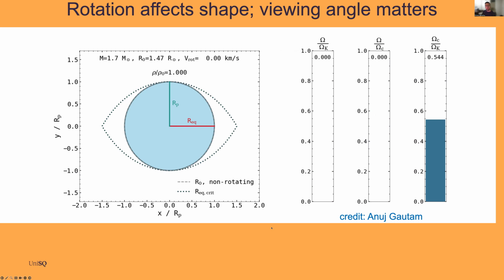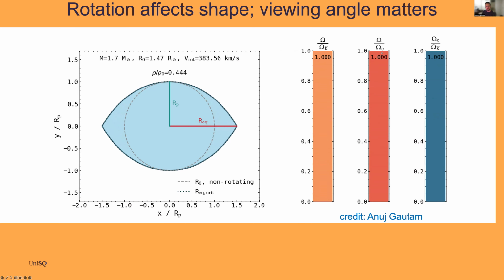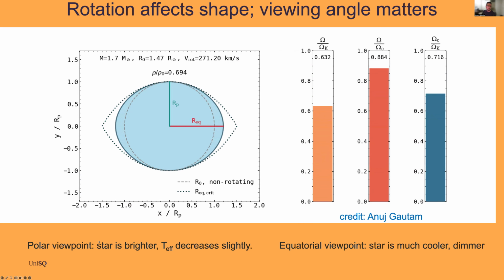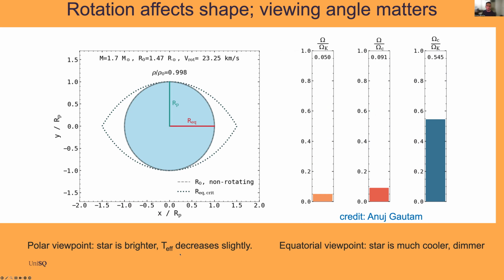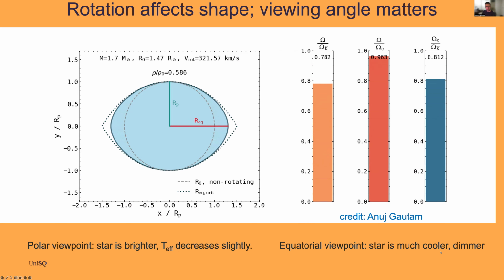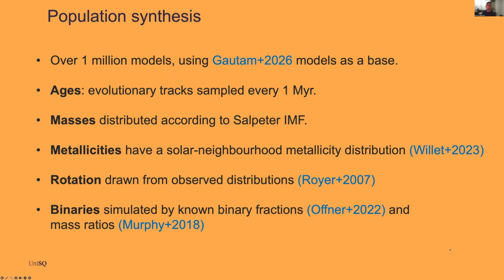This is a cool GIF that Anuj made for our recent paper. One thing that I would point out is that omega_K and omega_C are not the same thing. This is the critical rotation rate. This is the Keplerian rotation rate. The details of that you can find in our paper. But what I wanted to say about this slide is that from a polar viewpoint, the star is brighter, so the luminosity is higher, and the temperature decreases slightly. From an equatorial viewpoint, the star is much cooler, as I said, around 1,000 Kelvin for rapid rotators, and it can be dimmer.